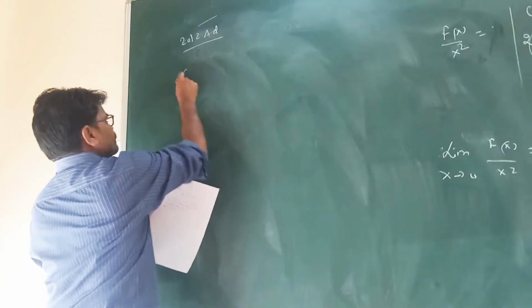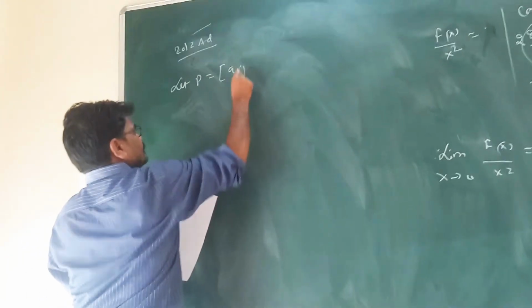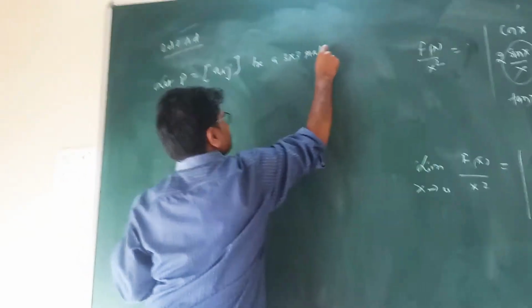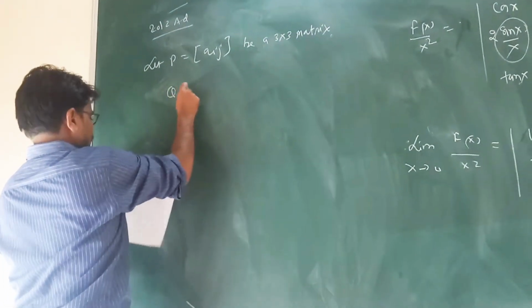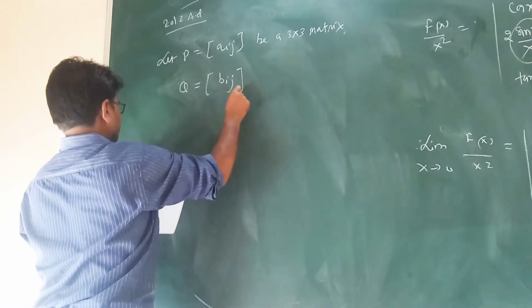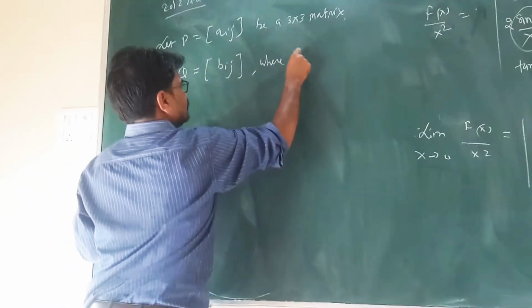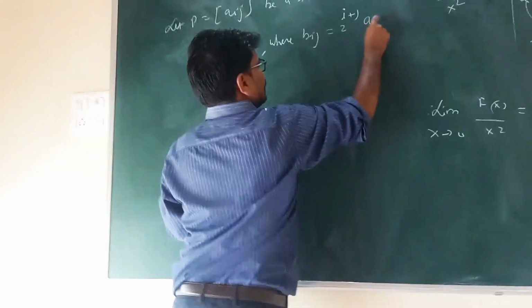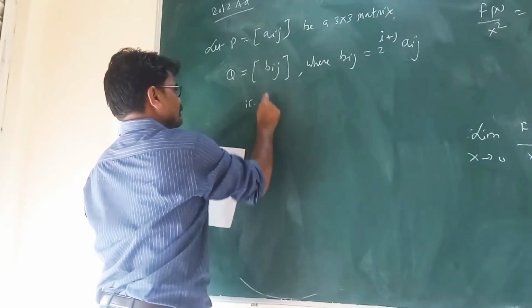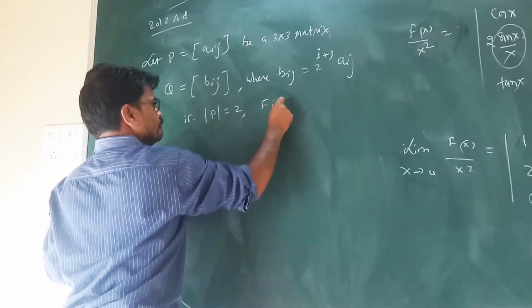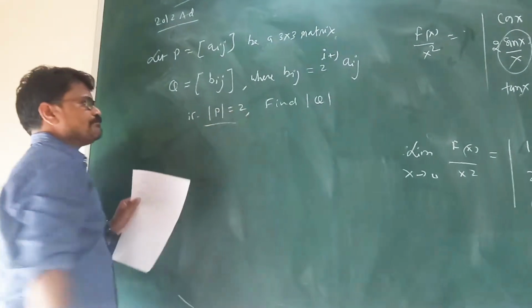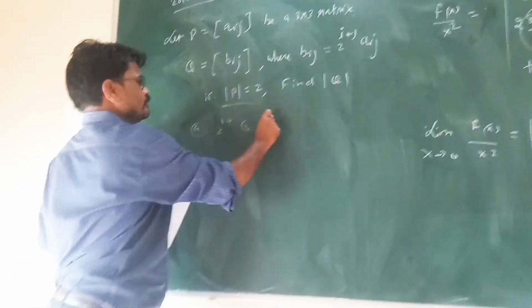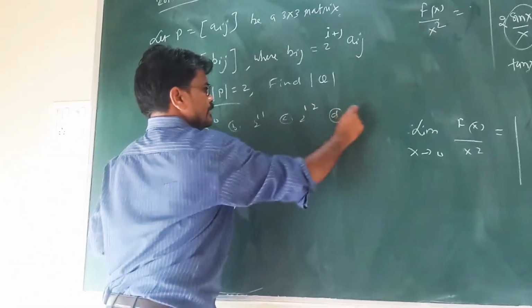So what happens is, let P be Aij, a 3 cross 3 matrix, mind it, and Q is Bij, where Bij is 2 to the power i plus j times Aij. Correct? And if the determinant of P equals 2, find the determinant of Q. So the determinant of P is 2, then find the determinant of Q. Options are 2 to the power 10, 2 to the power 11, 2 to the power 12 and 2 to the power 13.